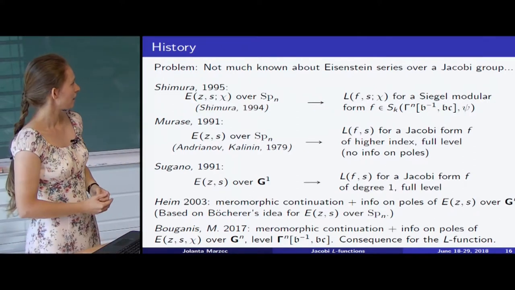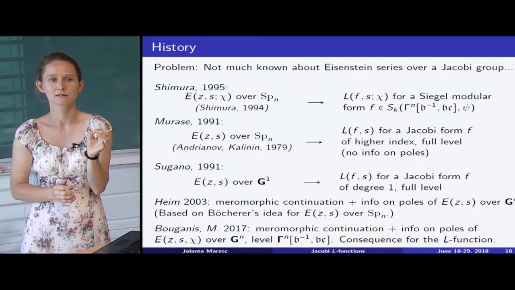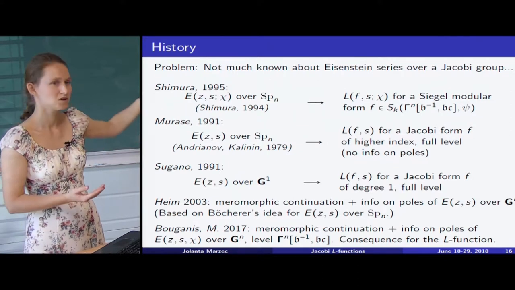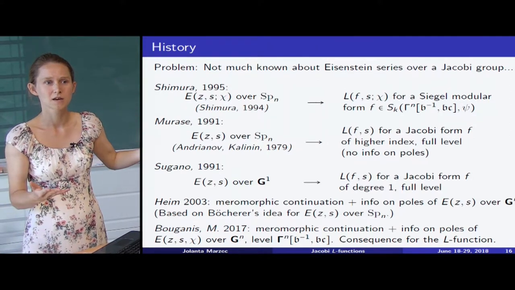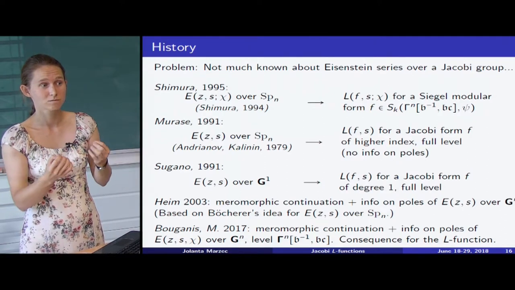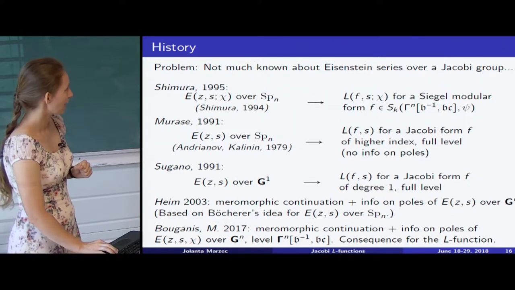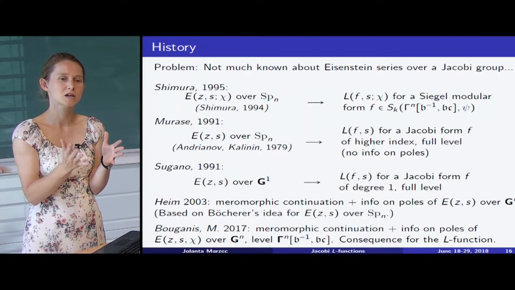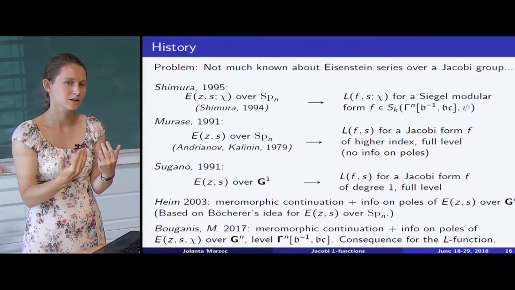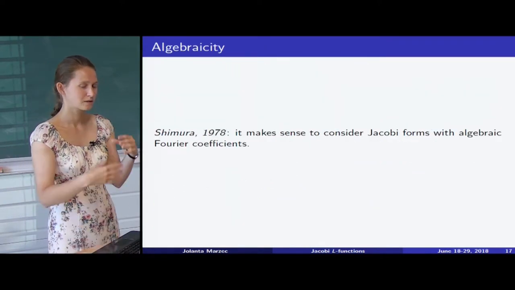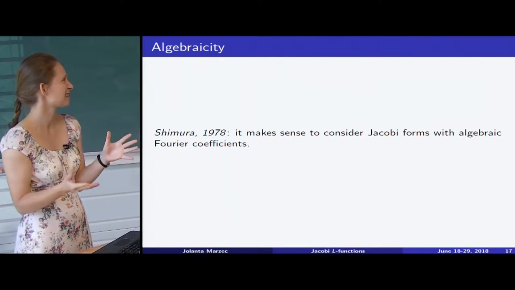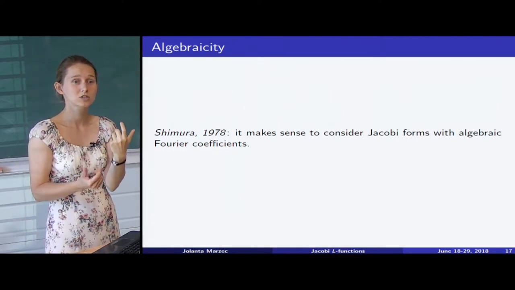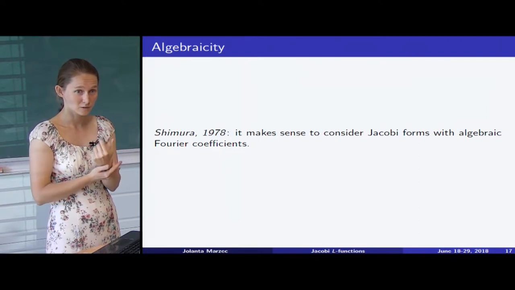So this is the main idea. But before I finish, I would like to give you yet another application of the doubling method that you have seen. So we already saw it's useful to say something about analytic properties of the L function. You can construct an L function in this way. But then you can also use it to say something about algebraicity of special values of the L function. However, here the important part is that first of all, this all has to make sense, yes? So first, thanks to Shimura, we know that it makes sense to consider Jacobi forms with algebraic Fourier coefficients.